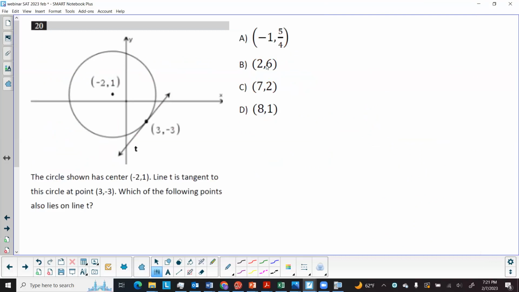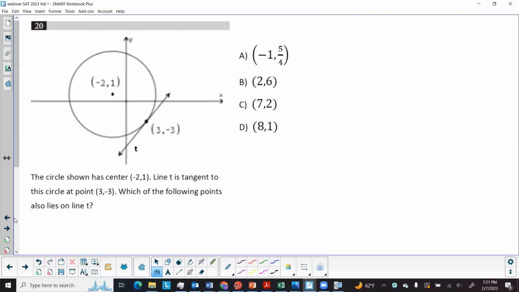Let's talk about this problem. I thought this was a really interesting one. It's got a circle here, has a center at -2, 1. Line T is tangent to the circle at point 3, -3. Which of the following points also lie on line T? I want you to try that problem for a minute and see how you approach it. I thought it was really an interesting problem.